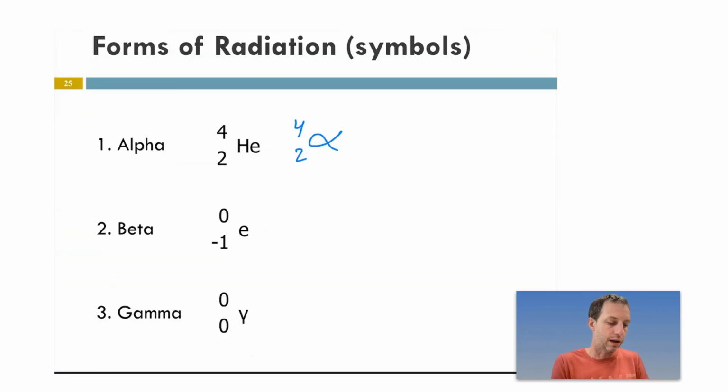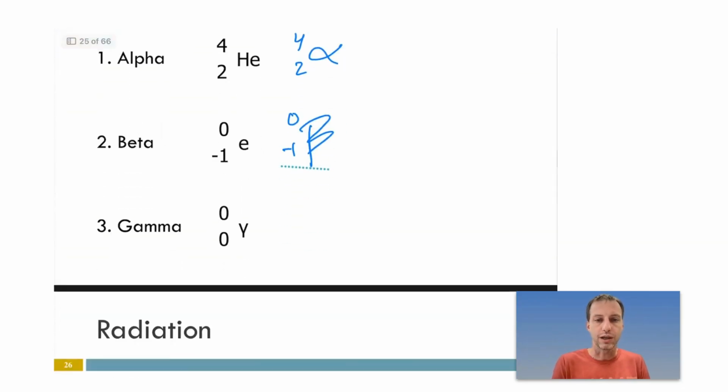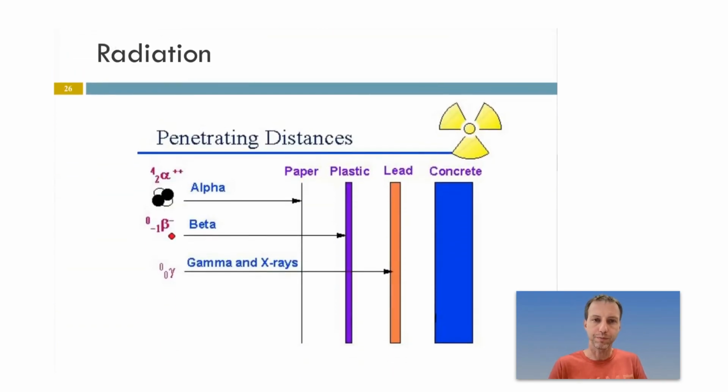The beta, you can see, is an electron, and you might also see it written this way as well. And then the gamma ray, you can see nothing for mass, nothing for number of protons, and it looks like a y. It's that gamma symbol.